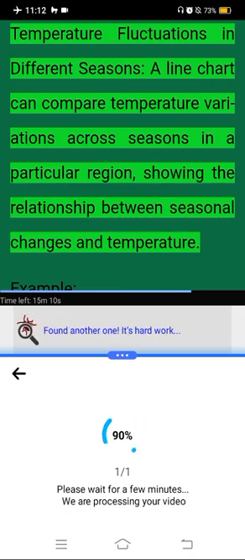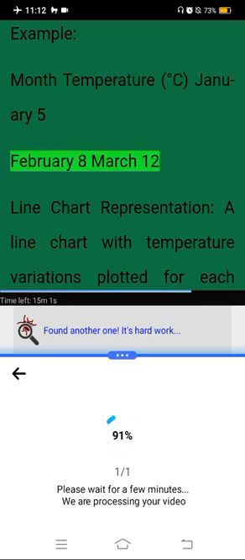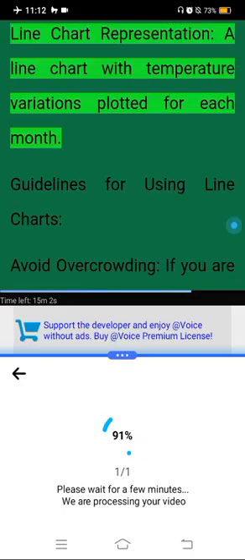Temperature fluctuations in different seasons. A line chart can compare temperature variations across seasons in a particular region, showing the relationship between seasonal changes in temperature. Example. Month, temperature (degrees C): January 5, February 8, March 12. Line chart representation: a line chart with temperature variations plotted for each month.